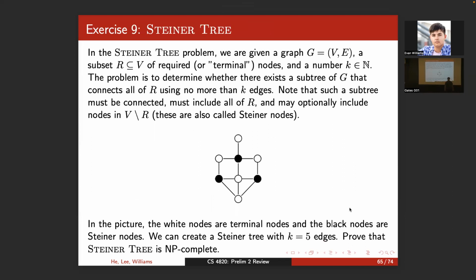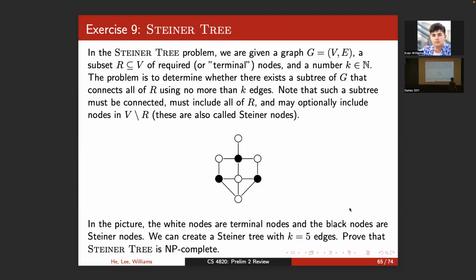Okay, so this problem is called the Steiner tree problem, and it's one of Karp's original 21 NP-complete problems, so it's a cool problem to know about. It also comes up a lot in circuit design, if you're interested in that. We're given a graph G equals (V, E), a subset R of V, whose nodes are required or terminal nodes, and a number K. The problem is to determine whether there exists a subtree of G that connects all of the nodes in R using no more than K edges total, right?